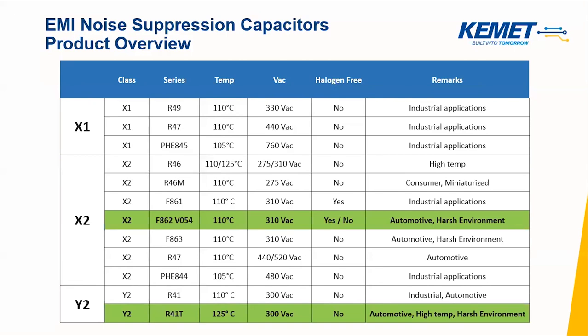Similarly, in X2 class, we have different series: R46 with temperature capability up to 125 degrees centigrade, and also R46M, which is the miniaturized version of R46, suitable for commercial applications. Our F862V054 and F863 series are suitable for harsh environmental conditions and also for automotive applications. In Y2 class, we have R41 and R41T series, with R41T being the higher temperature series with capability to withstand also higher DC voltages and THB grade 3B. The green highlighted series in the slide would be the ones which we would be discussing in more detail in the following slides.